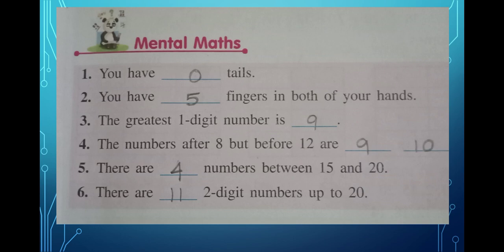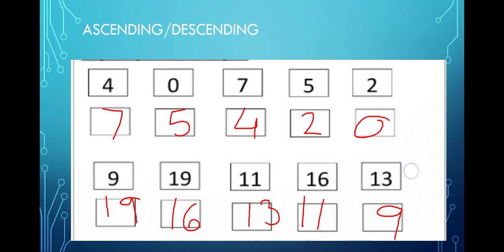Now please take out your book, page number 15. In page number 15, there is the mental maths, you write it down. You have 0 tails. How many tails you have got, children? You don't have any tails, isn't it? Only animals have got tails. So you are going to write here 0.